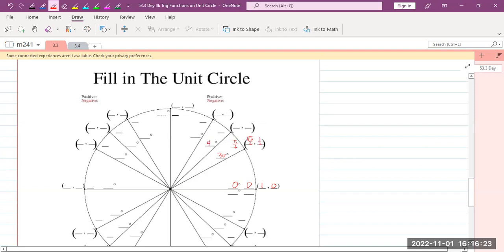This one here is 45 degrees. In radian, that's pi/4. The coordinate associated to that on the unit circle is radical 2/2, radical 2/2. This one here is 60 degrees. In radian, that's pi/3. The coordinate is 1/2, radical 3/2. As you can see, all sine, cosine, tangent are positive.